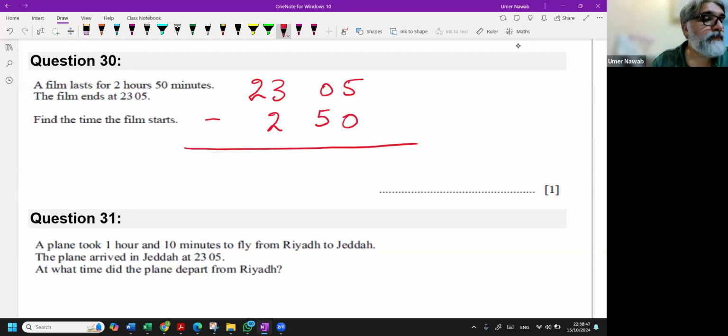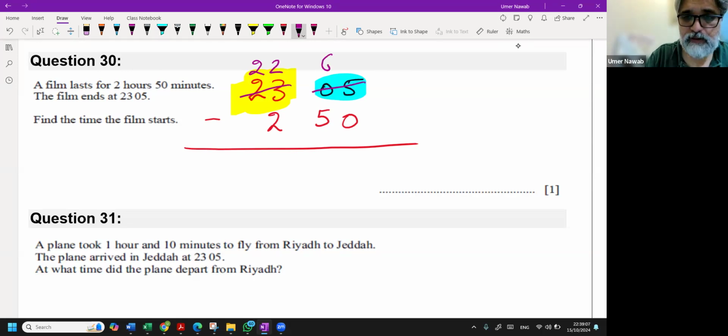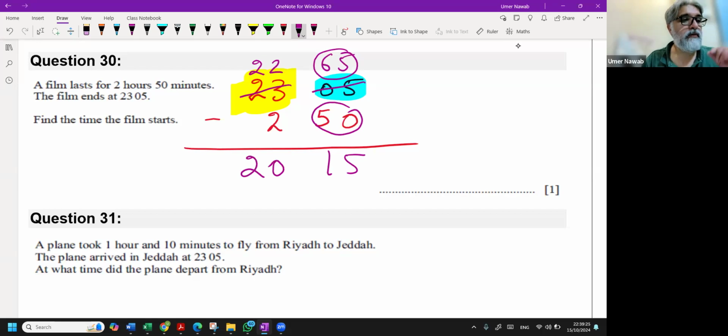You need to subtract. Now, guys, you cannot subtract 50 from 05. So definitely you can borrow 1 hour from 23. Now 23 becomes 22 and you borrow 1 hour. So now this 5 minutes becomes 65, because the 1 hour which was borrowed equals 60 minutes. So 60 plus 5 is 65 minutes. Now 65 minus 50 will give you 15 minutes, and 22 minus 2 equals 20. So the film started at 2015.